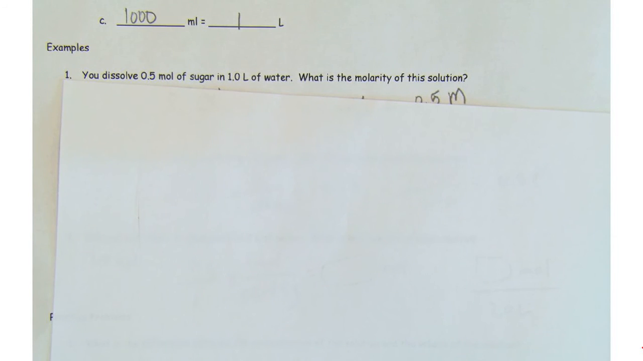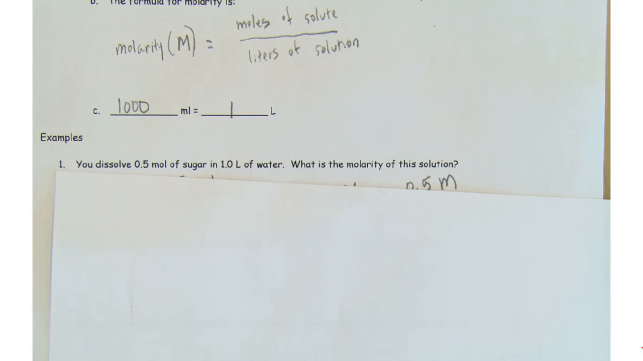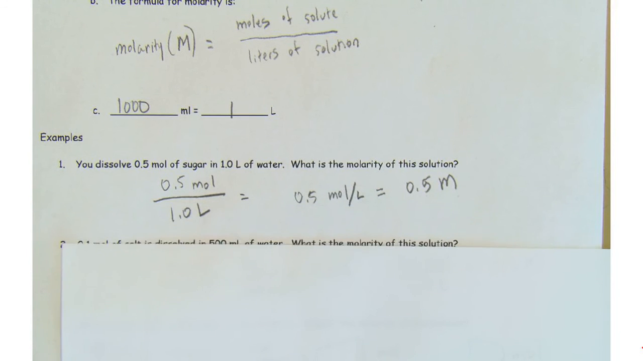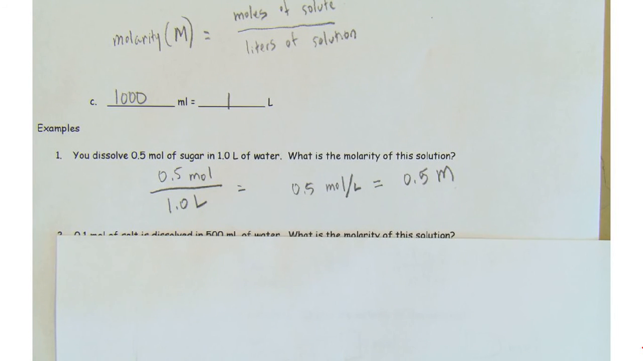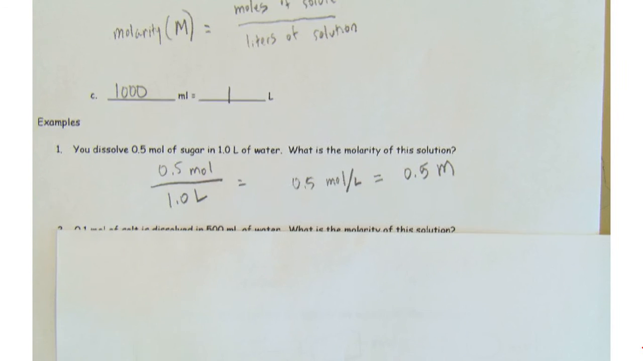You dissolve 0.5 moles of sugar in 1 liter of water. What is the molarity? So if you look up, it's moles of solute, in this case sugar, divided by liters of solution. So 0.5 divided by 1.0 gives me 0.5. And I would write that as mol/L, moles over liters, or with just a capital M. So there's two ways to write the units for that.